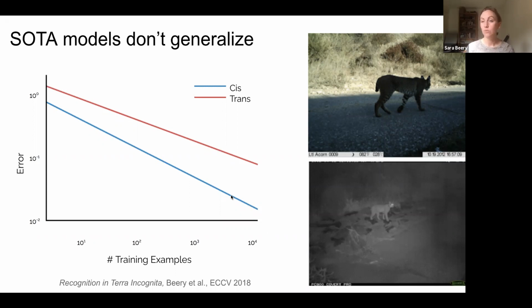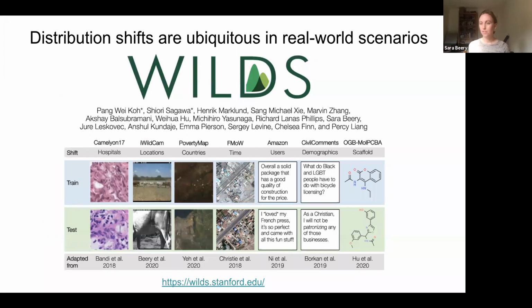We're trying to close this generalization gap to new cameras, because basically ecologists are putting out new cameras all the time. And if we can't fix this problem, then we're going to need to retrain whatever machine learning models we have on every new camera people place. And this type of distribution shift and that corresponding drop off in performance is pretty ubiquitous in real world scenarios.